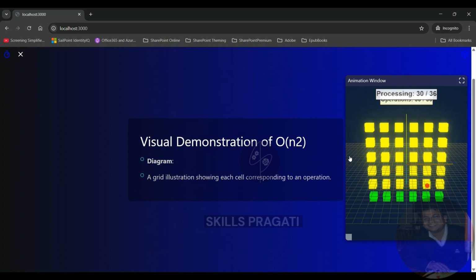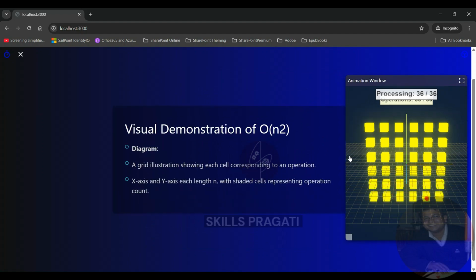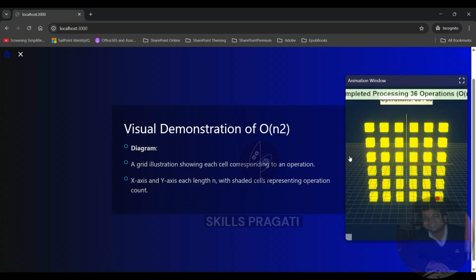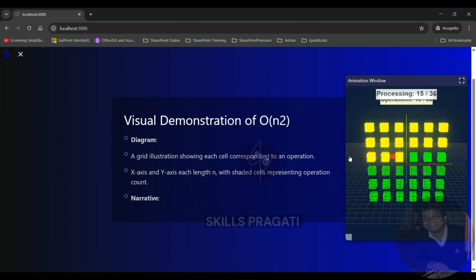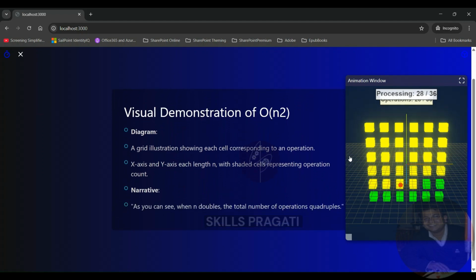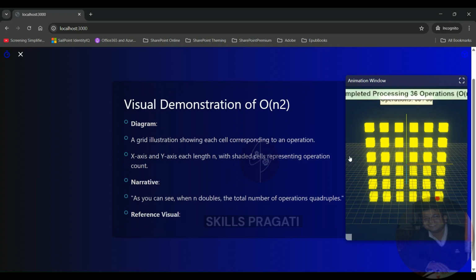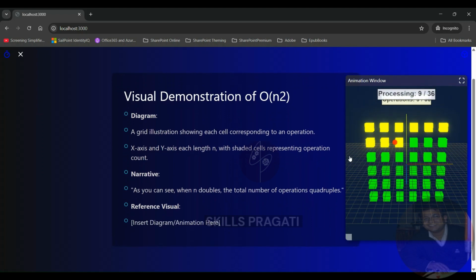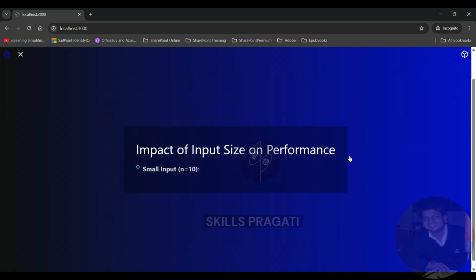To help visualize this, take a look at the animation here. Imagine a grid where the x-axis and y-axis each span n iterations. Every cell in this grid represents one operation. Notice how, if n doubles, the total number of operations quadruples. This visual demonstration reinforces the idea that quadratic growth, or Big O of n squared, can quickly become overwhelming as the input size increases.